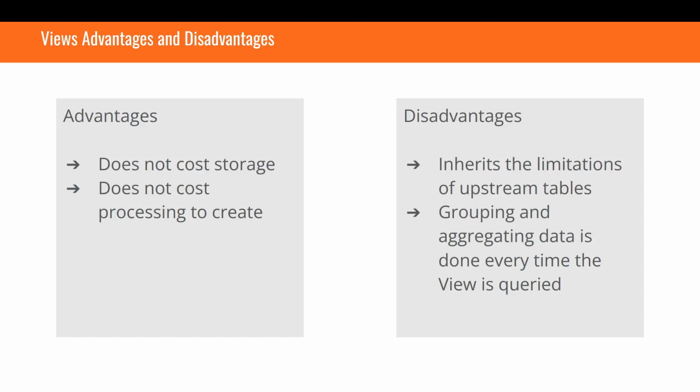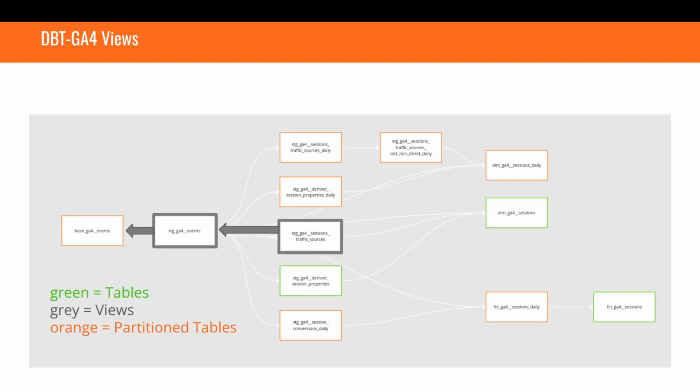The advantages of views are that they do not cost storage and they do not cost processing to create because the view doesn't really exist. The disadvantages are that they inherit the limitations of upstream tables. So for example, if we go back here, base GA4 events, you're getting all events recorded. So that means you have to search through all events. If you're only looking at page view events, for example, you're still not saving anything by having a view that filters on page views because you're hitting all events regardless.